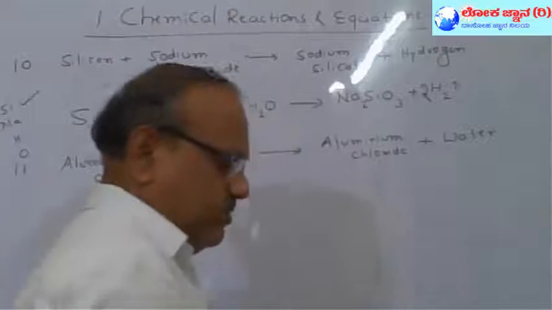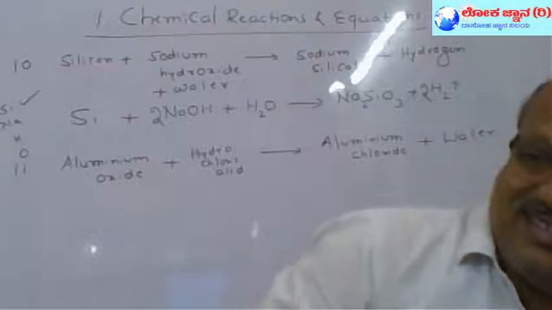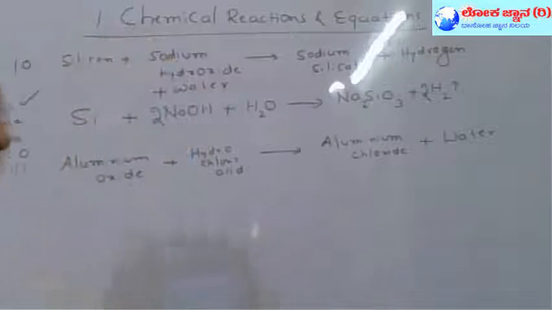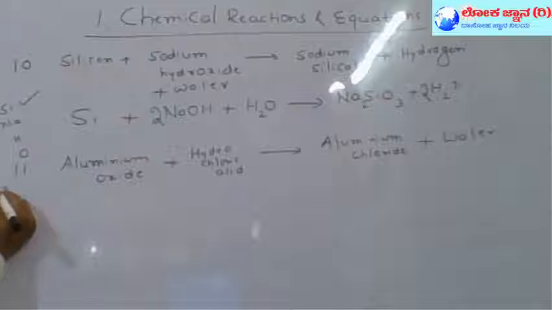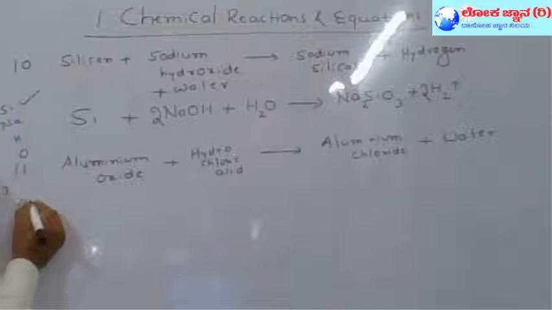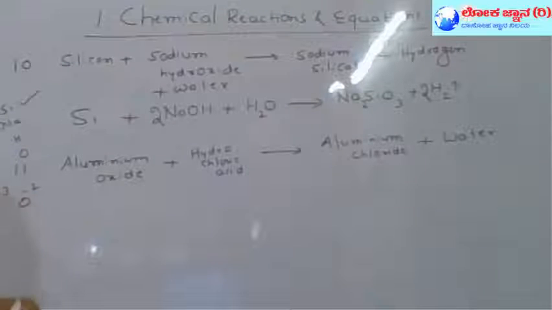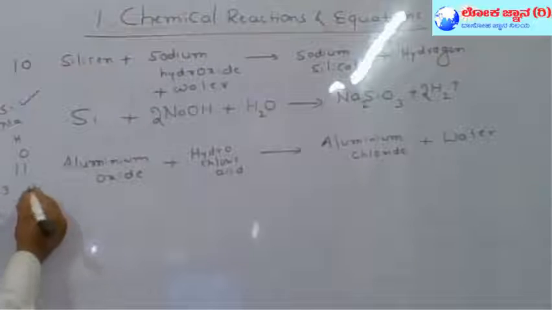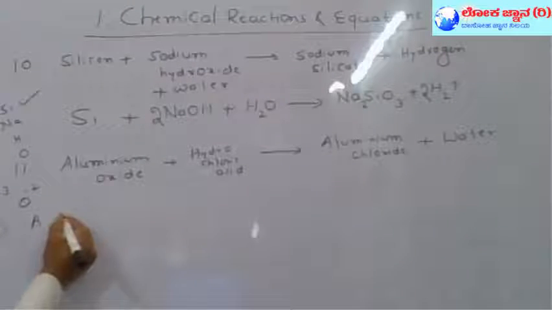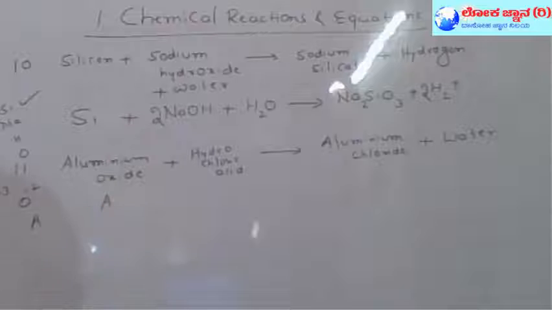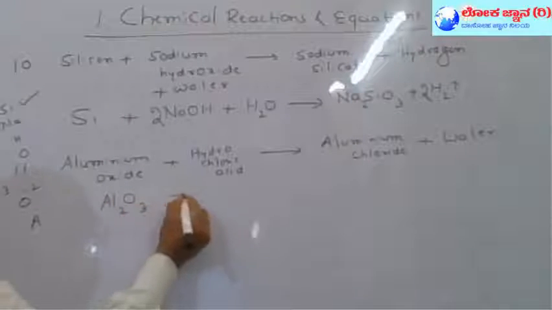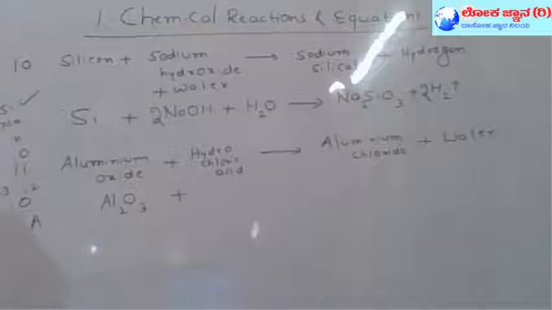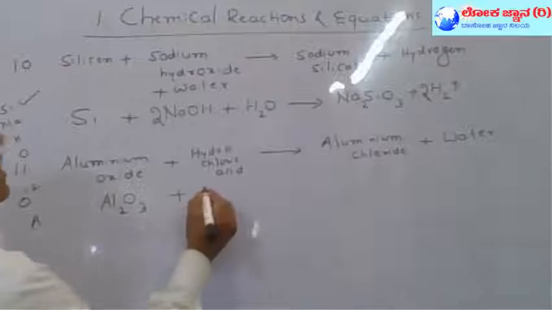First of all, you have to write the symbols. What is the symbol of aluminium oxide? Al plus 3, and oxide has a valency of O minus 2. How do you get it? Al plus 3, cross the valency. You will get aluminium oxide with the formula Al2O3, plus. What is the formula for hydrochloric acid? HCl.